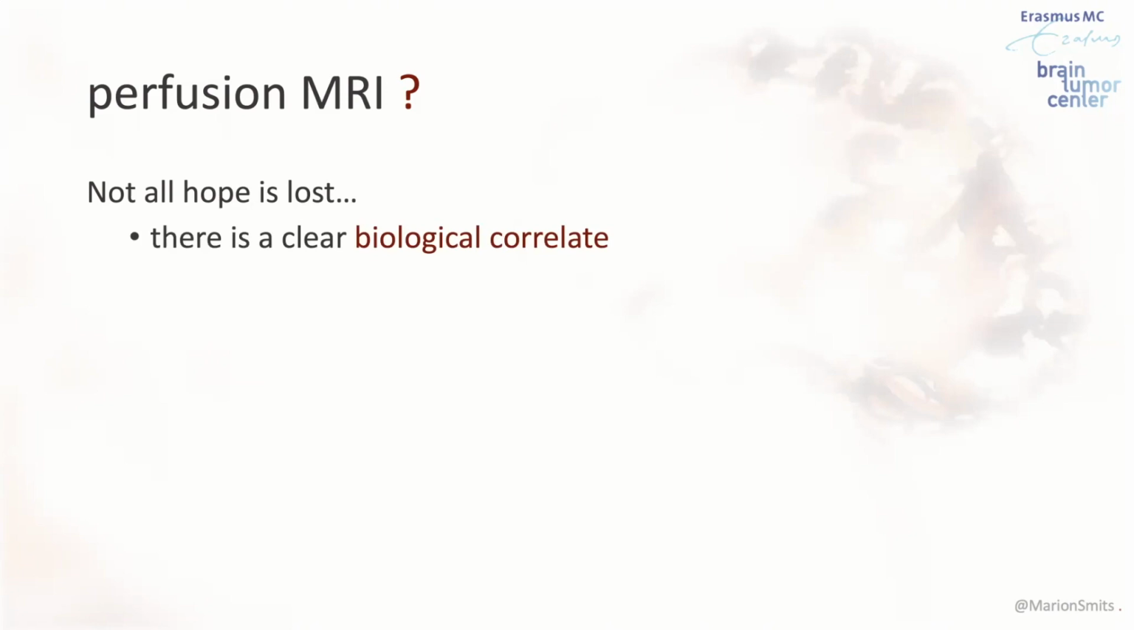This has been assessed with histopathological targeted biopsies, when we know that where there is high perfusion on our imaging, there is also a high vascularization in the tumor, and that is known to correlate. This is in fact a criterion for the tumor grade and for the presence of high-grade tumor. So the biological correlate is there. So we are stuck with the technical problems here.